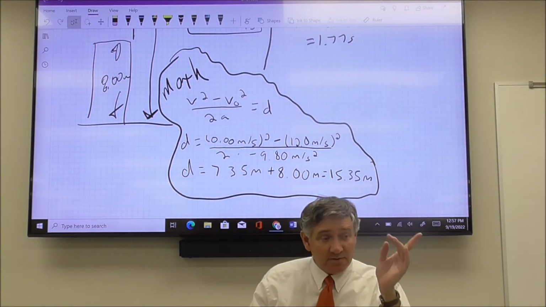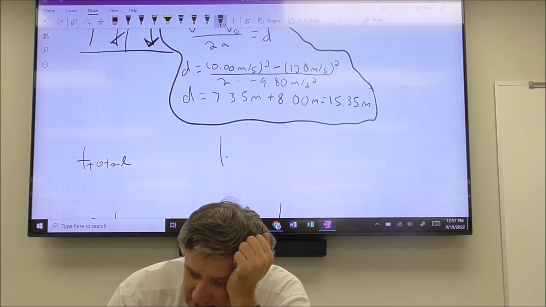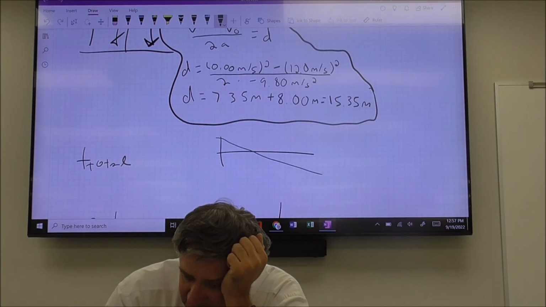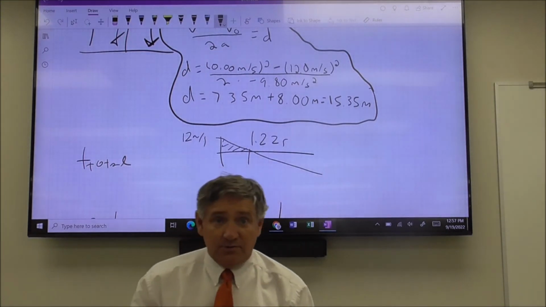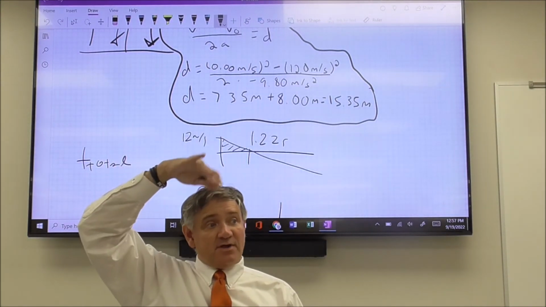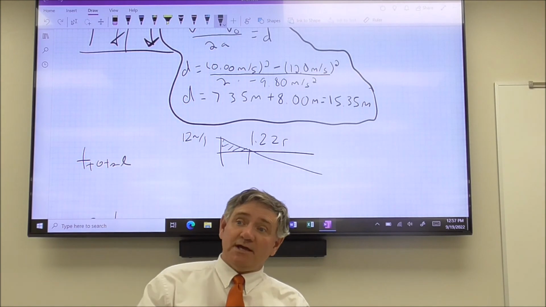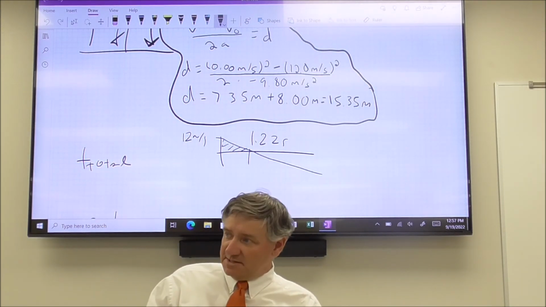Now, here's the other way that you can find the maximum height. Your velocity time graph is going to look something like this, where you have 12 meters per second, and we figured out that that was 1.22 seconds. So if you wanted to, you could use the velocity time graph, and you could find the area underneath them. It's like, Burkamp, I'm like triangles. Fine, use your velocity time graph.